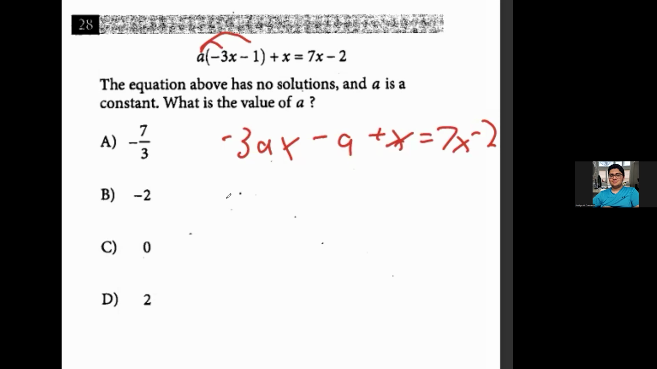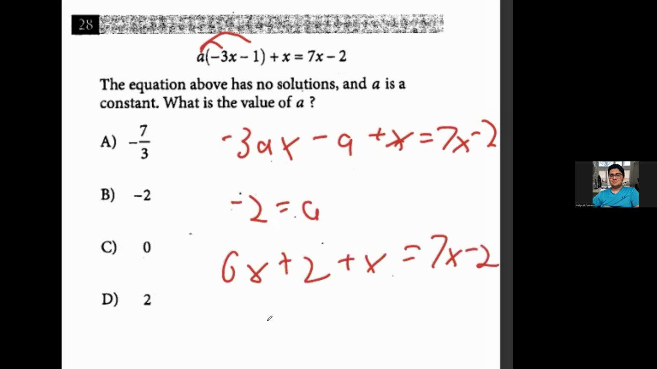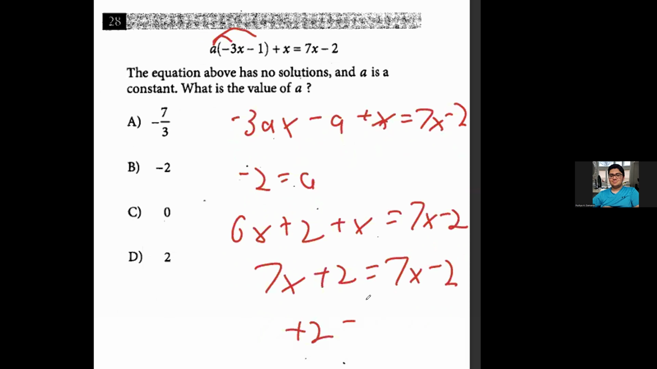So in this case, a would have to be negative 2. That would give us 6x plus 2 plus x equals 7x minus 2. So 7x plus 2 equals 7x minus 2. Positive 2 equals negative 2. This can never happen, so it satisfies the equation where there's no solutions. So the correct answer is B.